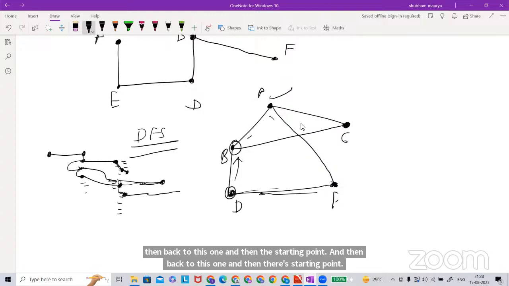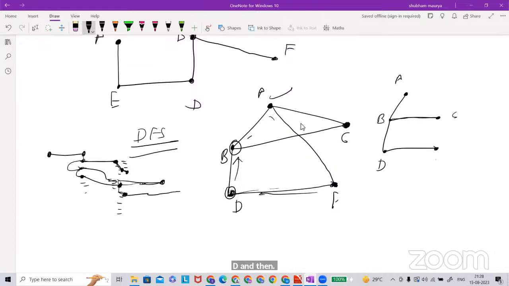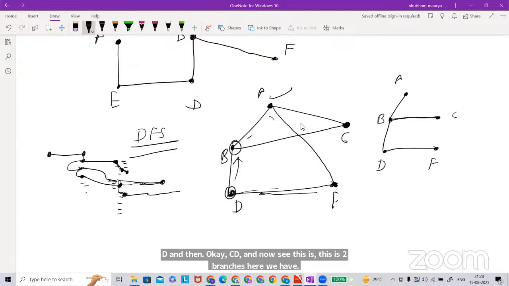So what is now the branches, or what is going to be the DFS tree here is the same: A and then B and then C. Okay, then back to here, and then D and then F. So here is A, B, C, D and F. Now see, here we have two branches. Sir, shouldn't we connect AC and AF? AC.